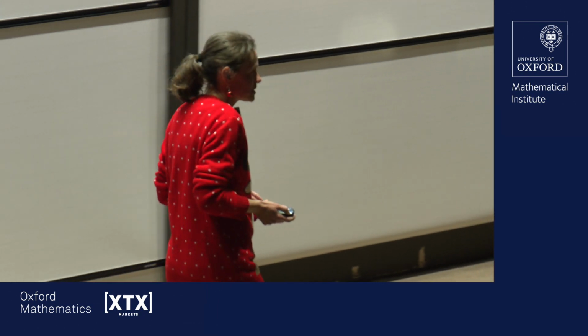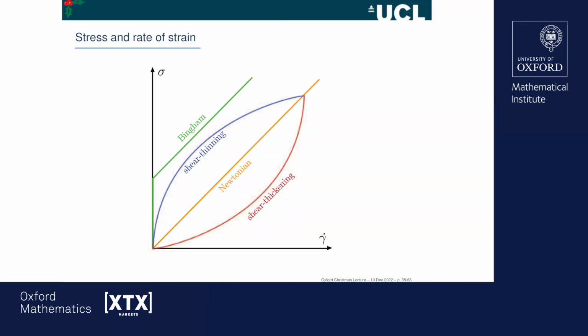So having done that, what sort of shapes could you get? Well, I've classified them all here. So this is stress, so essentially the force, plotted against rate of strain, so essentially the speed. And I've got 4 curves here. Let me talk about them each in turn.